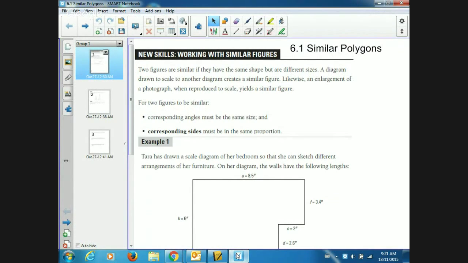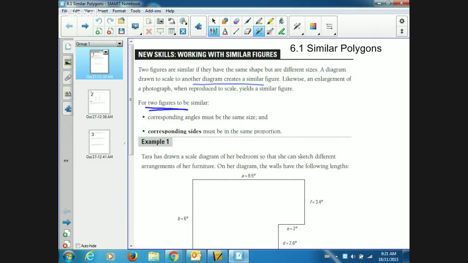And I know you've done this problem, but I'll just record it for other people too. Two figures are similar. They have the same shape but different sizes. A diagram drawn to scale to another diagram creates a similar figure. Likewise, an enlargement of a photo, when reproduced to scale, is a similar figure.